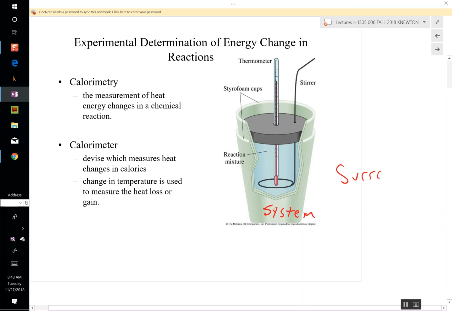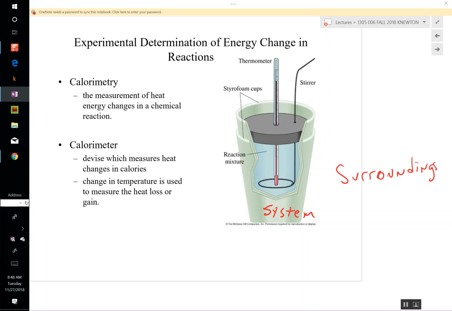Surroundings. Help me. Is that right? There's a U there. Two R's? Sure. We'll believe you if you put two R's in there. Okay. Don't Google it.